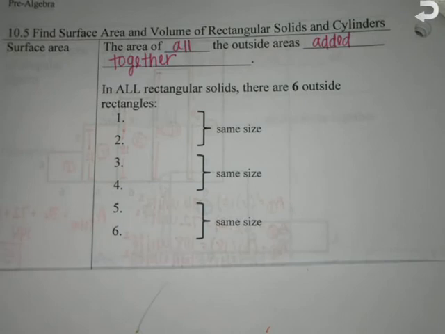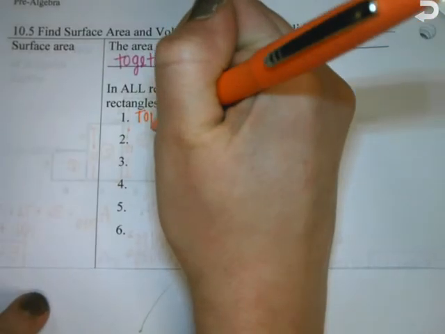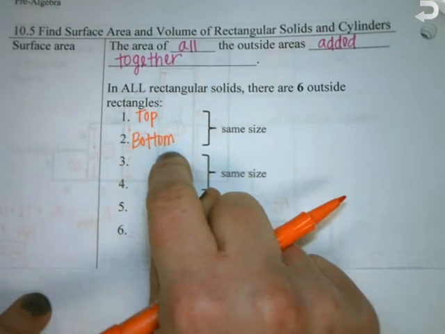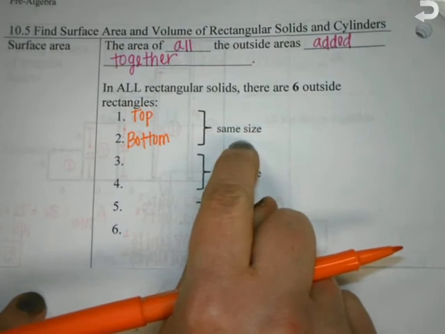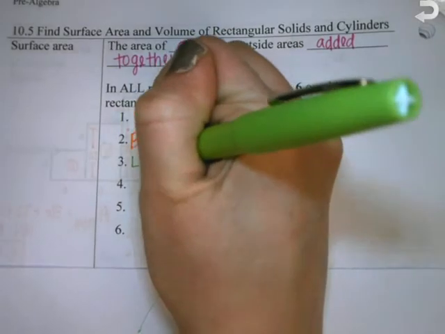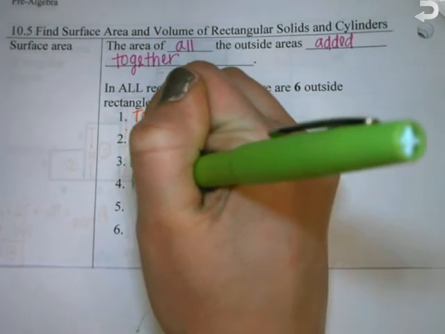Or I'll start you. How about I start you? The top and the bottom. And the top and the bottom are actually the same size, right? Yeah. Okay, so what are 2 more, Brittany? The left and the right sides. Good. So left side and right side.